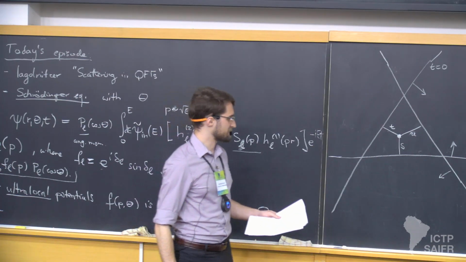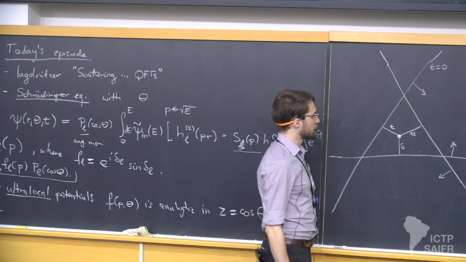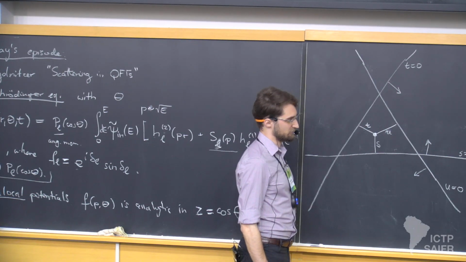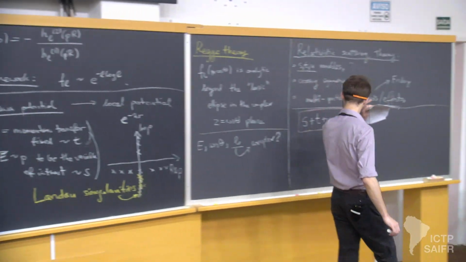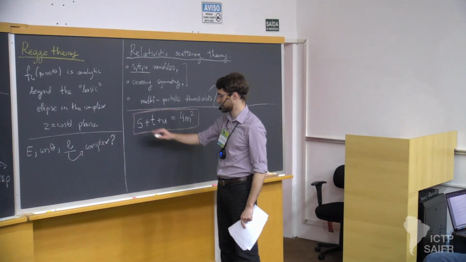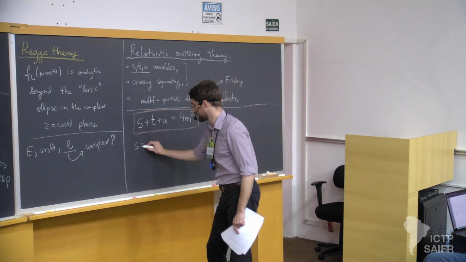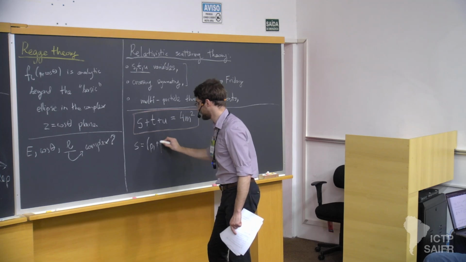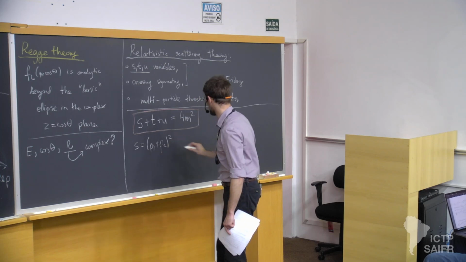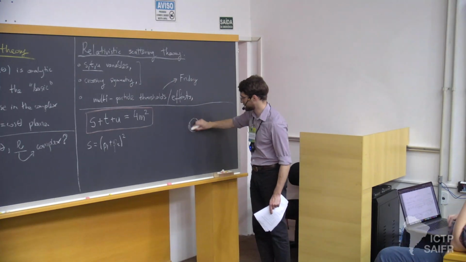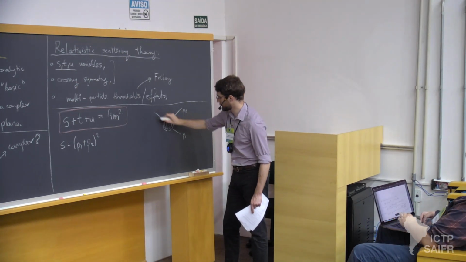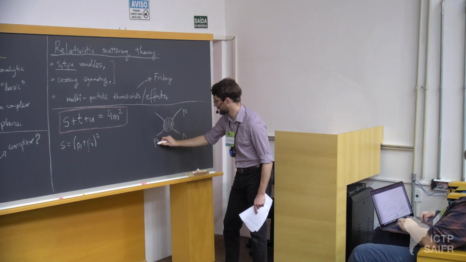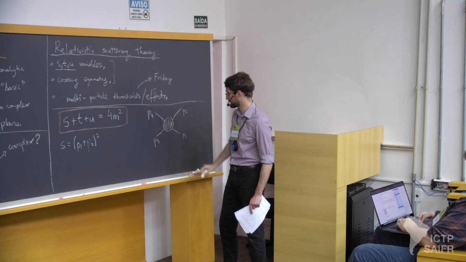And then Mandelstam asks the question, what are the physical values of these variables? So let's think about the s variable. I'm using the notation from the exercises. So we have a scattering process. I hope it's consistent with what we did during the exercises.